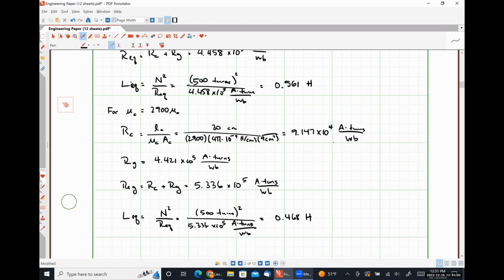So our inductance when mu was 72,000 was 0.561 Henry. And when our permeability was 2,900, our inductance only dropped to 0.468 Henry. So what is the air gap doing in this case? The air gap is effectively serving to linearize the inductance. The inclusion of the air gap is what's causing the inductance value to not change by nearly as much as the core permeability is changing, which is the reason why we put air gaps in magnetic circuits. It keeps our inductance relatively linear.